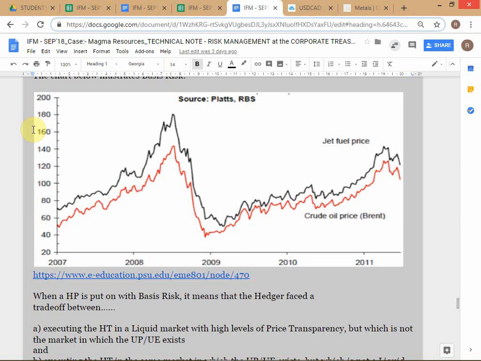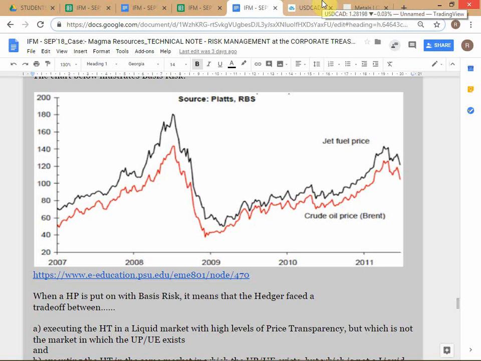And it's not that liquid, not as good as crude oil. So what you do as a treasurer or CFO of an airline is, you are short jet fuel, you know your position is short jet fuel. What you do as a hedge is, you buy crude oil futures. Is this clear? You buy crude oil futures. The underlying position of the airline is short, okay?